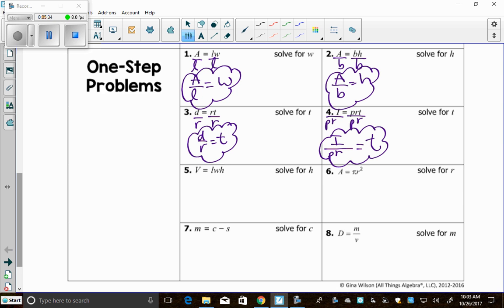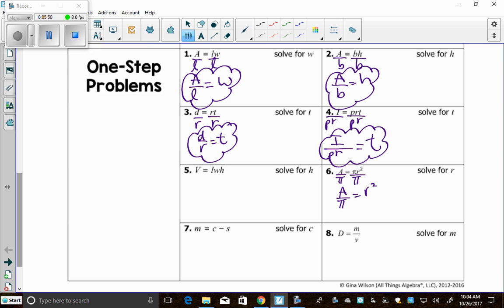Even if you didn't know that, we can still work the problem. First thing I want to do is get r by itself, then I'll take care of that exponent. So I'm going to divide each side by pi. And I have A over pi equals r squared.